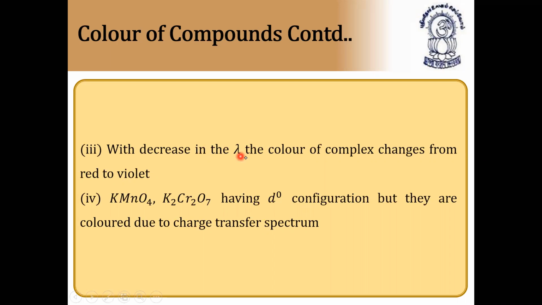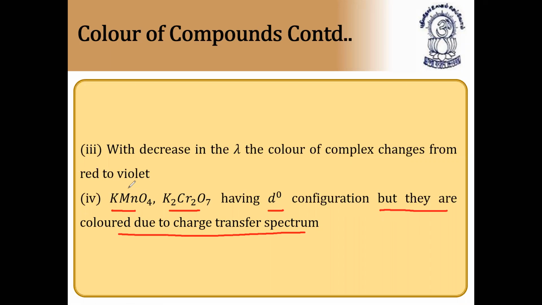With decrease in the lambda, the color of the complex changes from red to violet. Because they are formed in the visible region, the color of the transition metal changes from red color to violet color. For example, potassium permanganate, KMnO4, and potassium dichromate, having d0 configuration, are colored due to charge transfer spectrum.